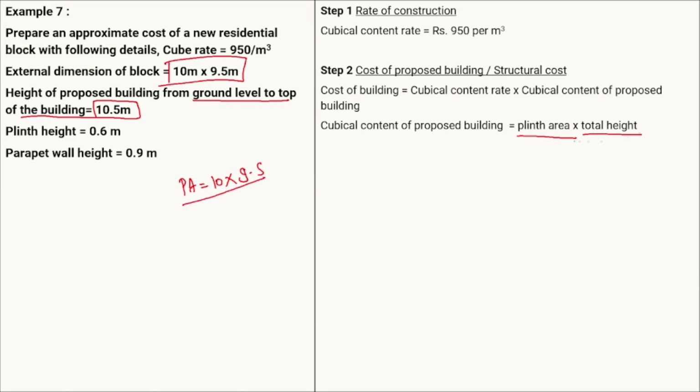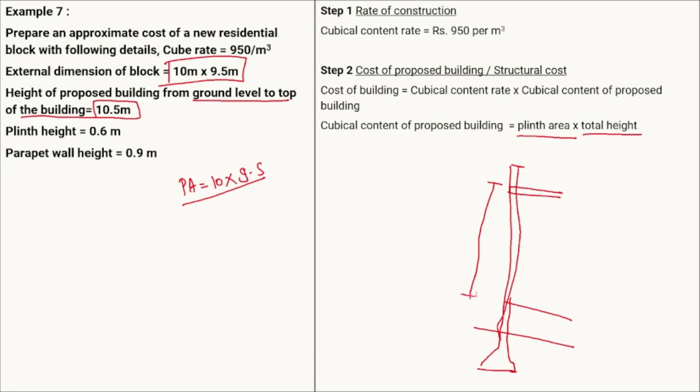Now the total height will be the, remember that in case of the cubic content rate, the height is from the plinth level to the top of the ceiling. Suppose this is your building, just for the drawing. This is your slab, and this is your parapet, this is your ground level, this is your plinth. So the height should be taken from the top of the ceiling to our plinth level. This is the height which we have to take. We do not need to take the height of the foundation, the height of the plinth, or the height of the parapet.